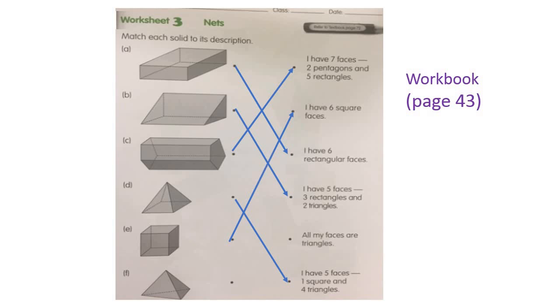Here I have 6 square faces. It's exactly the same as a cuboid, but with 6 square faces, and here 6 rectangular faces. Okay, and I said that the net should have the same shape and the same number of faces. And the last one, before I match it, I have all my faces as triangles, so all of them are triangles, which is a triangular prism.